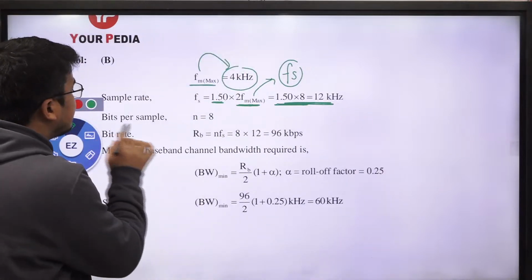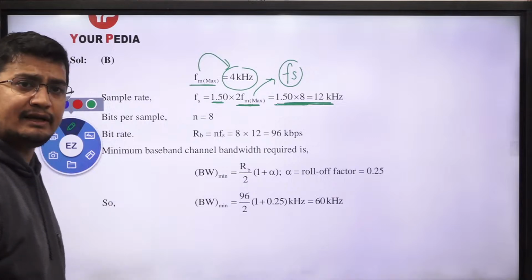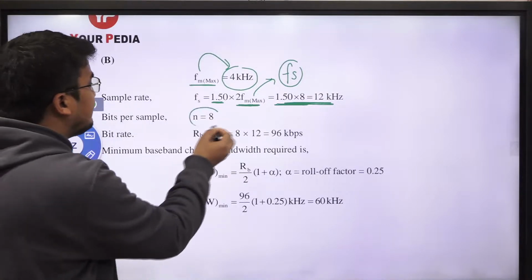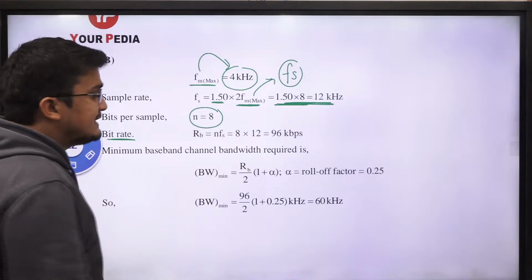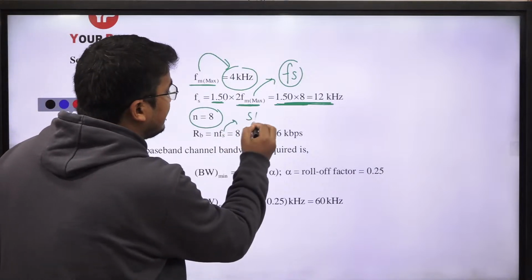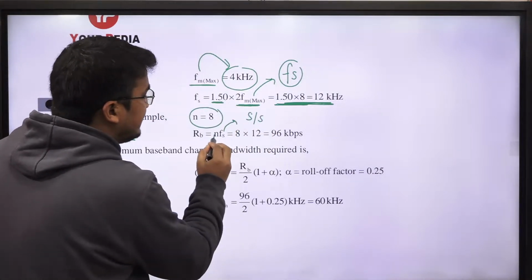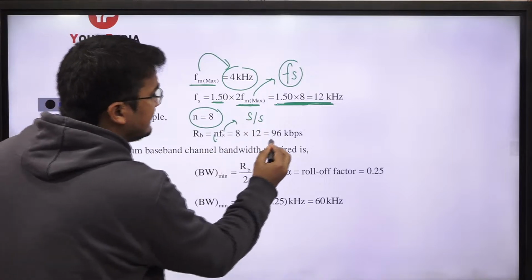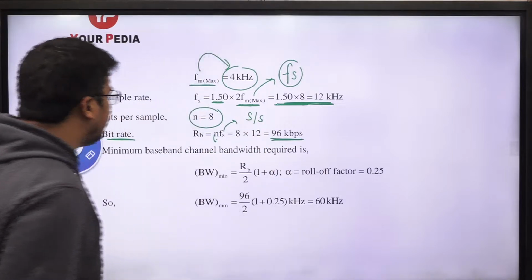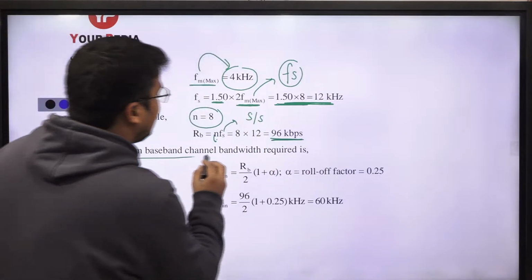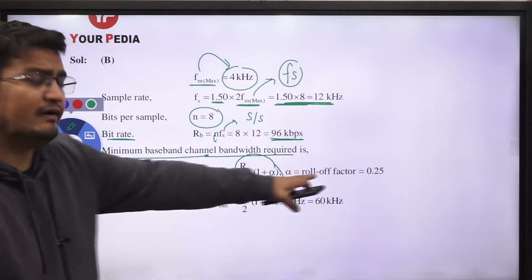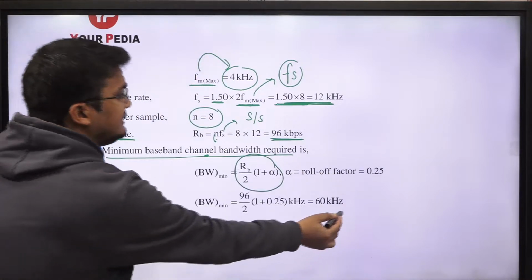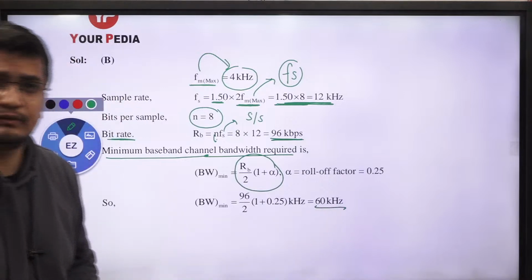So what is the bits per sample? There is an 8-bit quantizer, right? It means we are using 8 bits per sample. So what will be the data rate or bit rate? Bits per second. The sampling rate unit is samples per second, right? It's samples per second, it's bits per sample. So samples cancel, and bits per second is 96 kbps. So the minimum baseband channel bandwidth required is Rb by 2 into (1 plus alpha), where alpha is the roll-off factor, and you get 60 kilohertz. This was one of the communication questions, right?